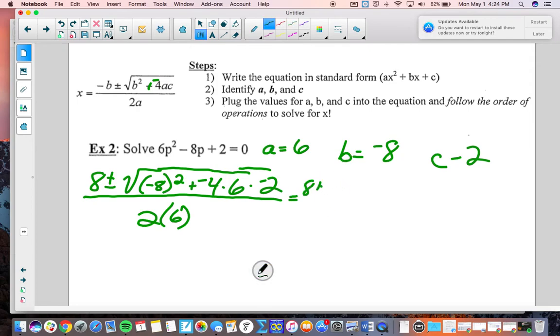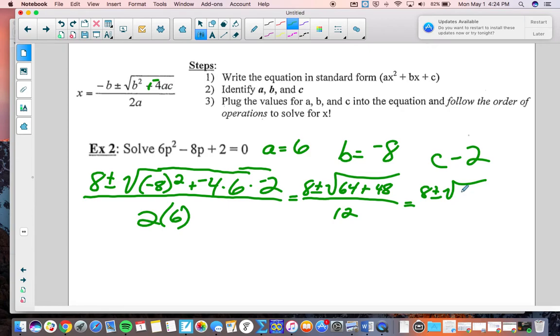So we get 8 plus or minus the square root of 64 plus, multiplying these together you get 48 divided by 12 equals 8 plus or minus the square root of 100, just kidding, 112.